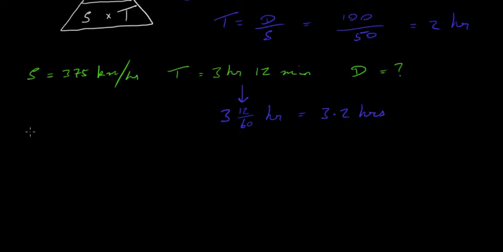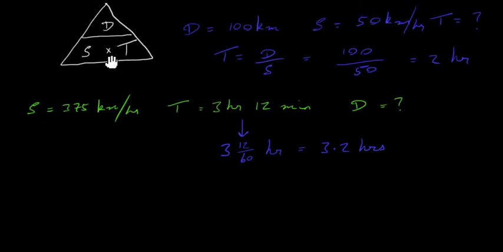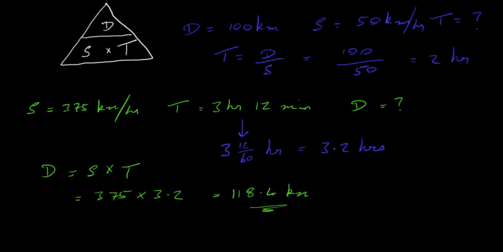So now we can work out the distance. If we look at our triangle here, where we have our speed, distance and time, we have distance, which we want to work out. So our distance is speed multiplied by time. In our case, our speed is 375, our time is 3.2. That gives us 118.4 kilometers. So that's the distance that this thing has traveled.